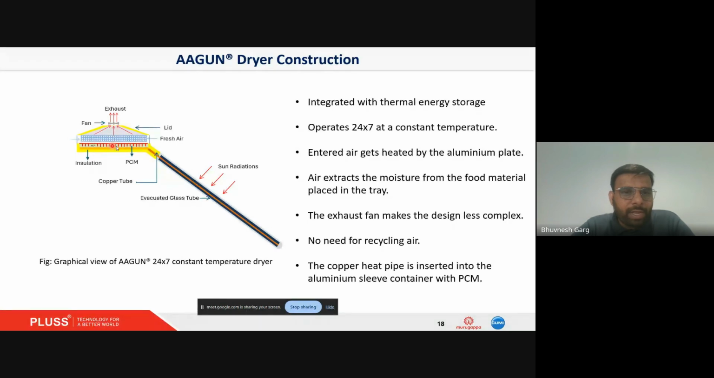If you see this mesh kind of thing, these are drying trays over which you can put your vegetables or food produce which you want to dry out. And there are exhaust fans. The exhaust fan is a very important and crucial part here, because after inclusion of moisture, the air gets heavy, right? It will not be able to escape out of your dryer.